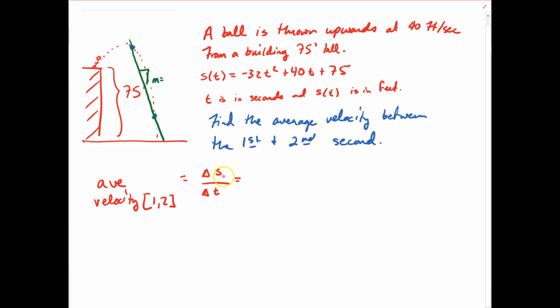So how do we find delta s? Well, this is the change in s. So this would be how did the height change between this time and this time? To do that, we're going to look at the height during the second, that would be this height right here, and we're going to subtract from it the height during the first second. So that height up here. We're going to look at the difference between those two heights, and ask ourselves, over what period of time did that take place? Well, that happened between the second and first second, or over a change in time of 1. So let's go ahead and compute s of 2.